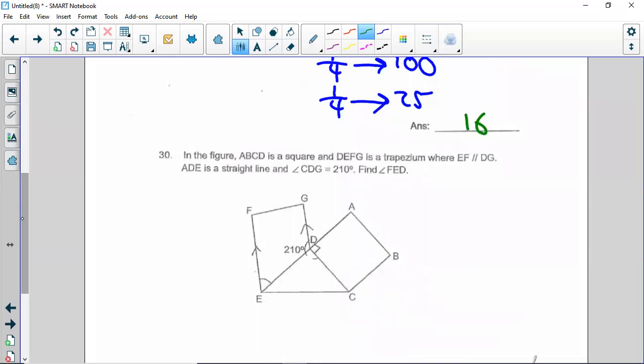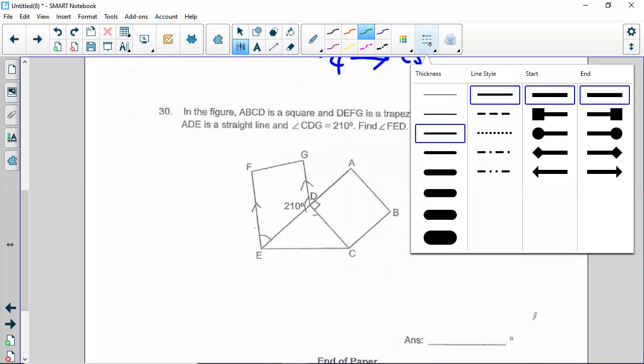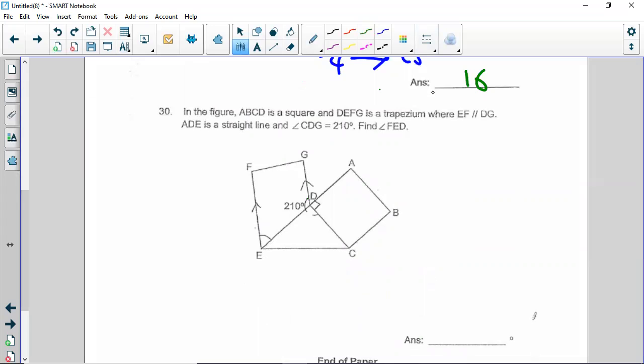Now, again, there is a picture error. So this is your 210 degrees. Now for this question, there is a shortcut, which I'll show you later. But before that, you need to read the question, and ABCD is a square. You need to show the markings.